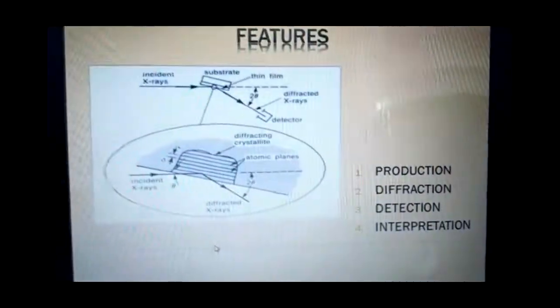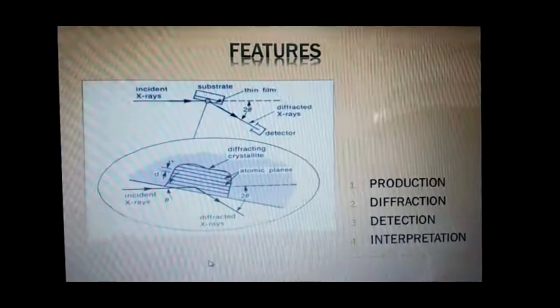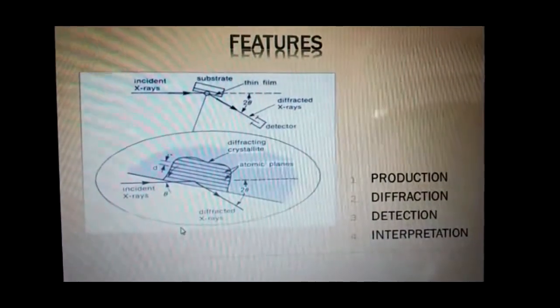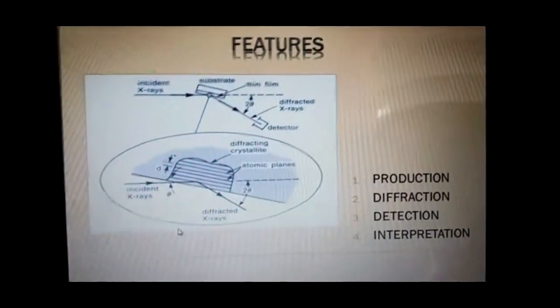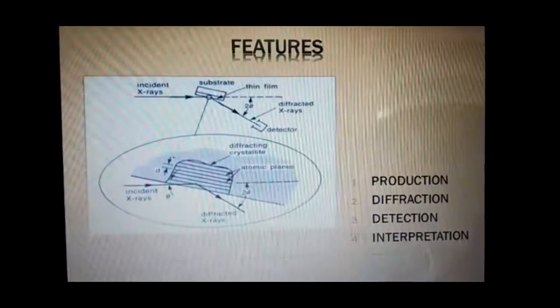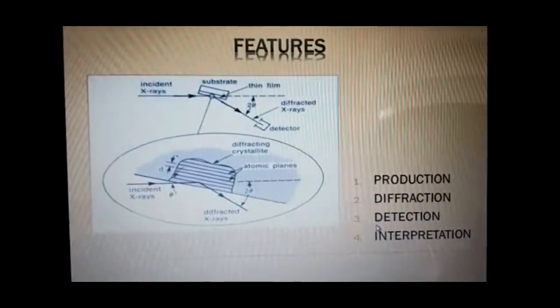From the slide, we can see the diagram of the features of X-ray diffraction. The features of X-ray diffraction include production, diffraction, detection, and interpretation.